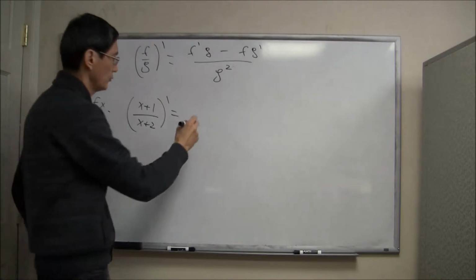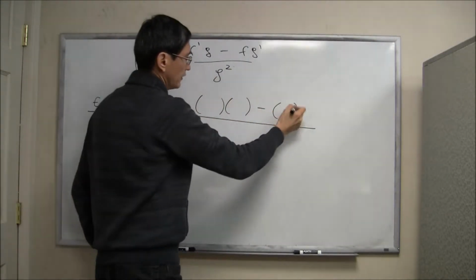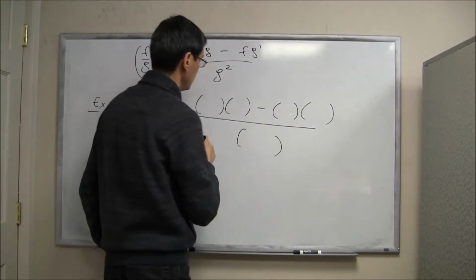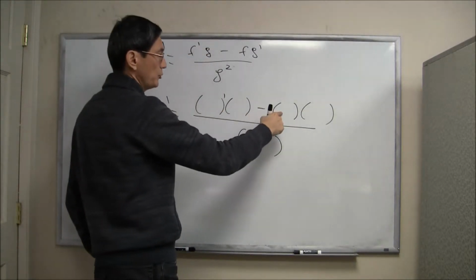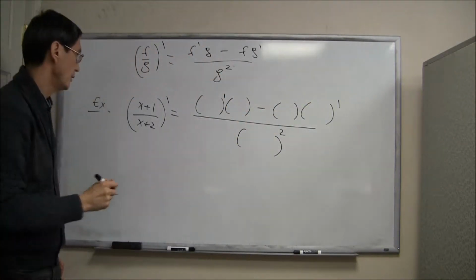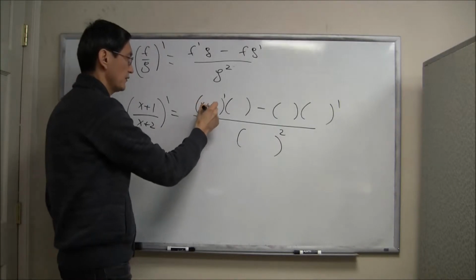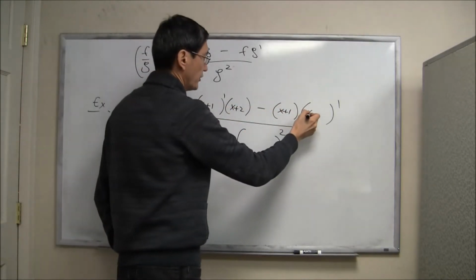According to this rule, I'm going to write out the scheme. And the scheme will look something like this. Derivative of numerator times denominator minus numerator times derivative of denominator, over denominator squared. So now I'm going to fill it in: x plus 1 for the numerator, x plus 2 for the denominator.